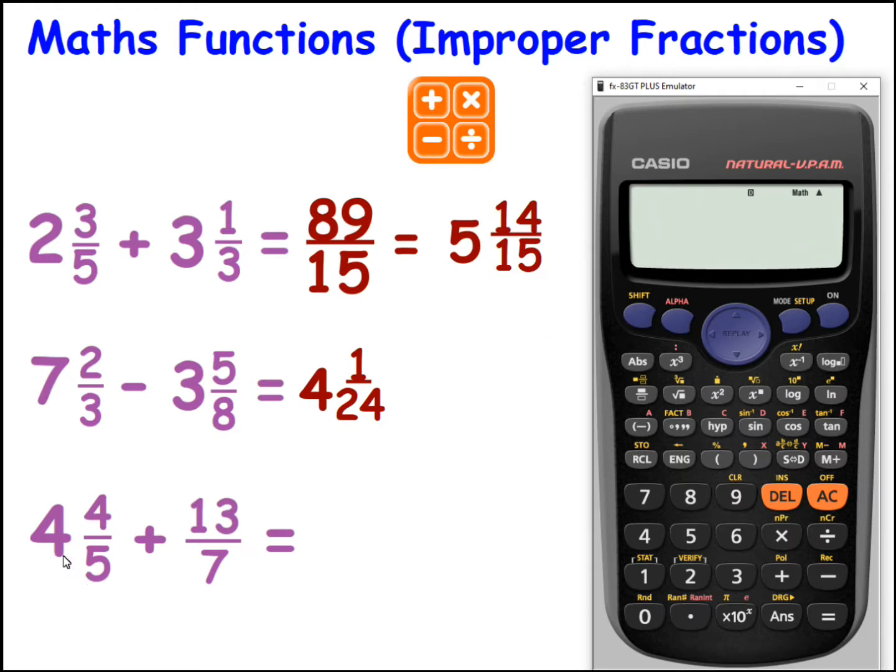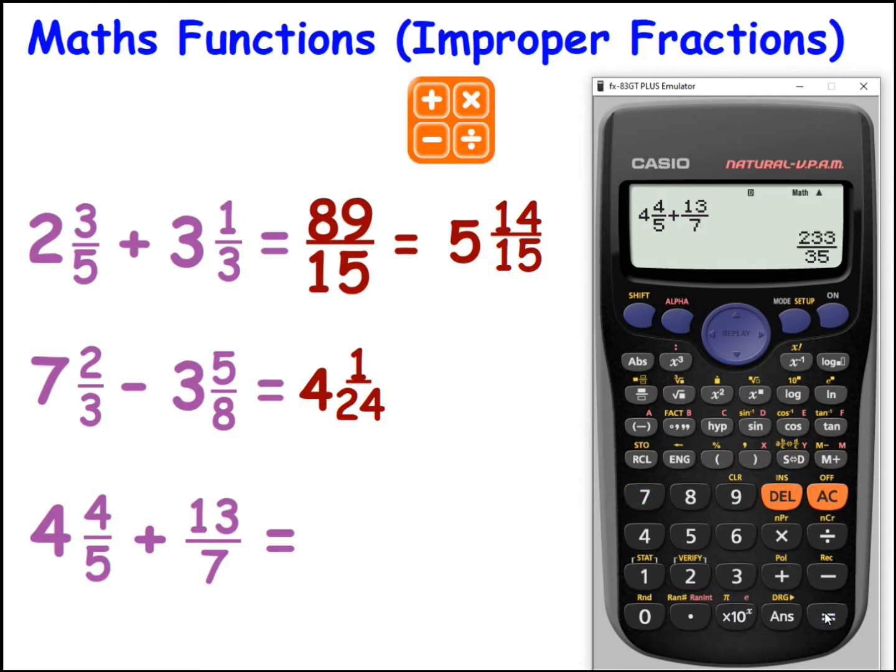Let's have a look at our next question. So we have a mixed number here and an improper fraction here. So let's give our answer in both ways. So let's put in our mixed number first. So Shift, fraction button, 4 and 4/5. Rocker to the right, plus, now it's a standard fraction, even though it's improper, so 13 over 7.